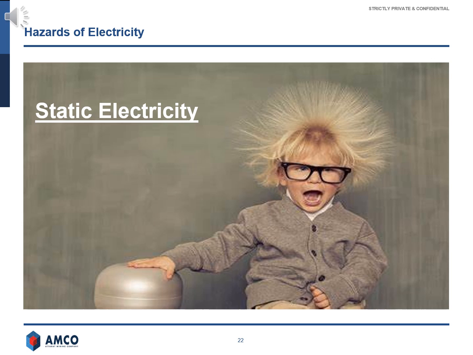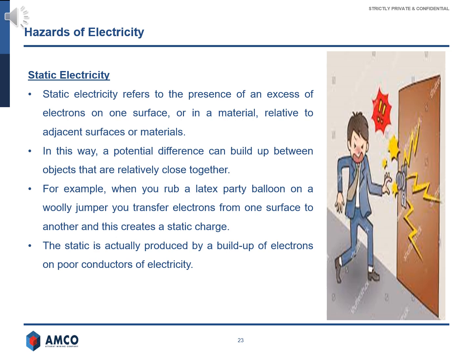Static electricity. Static electricity refers to the presence of an excess of electrons on one surface, or in a material, relative to adjacent surfaces or materials. In this way, a potential difference can build up between objects that are relatively close together. For example, when you rub a latex party balloon on a woolly jumper, you transfer electrons from one surface to another, and this creates a static charge.